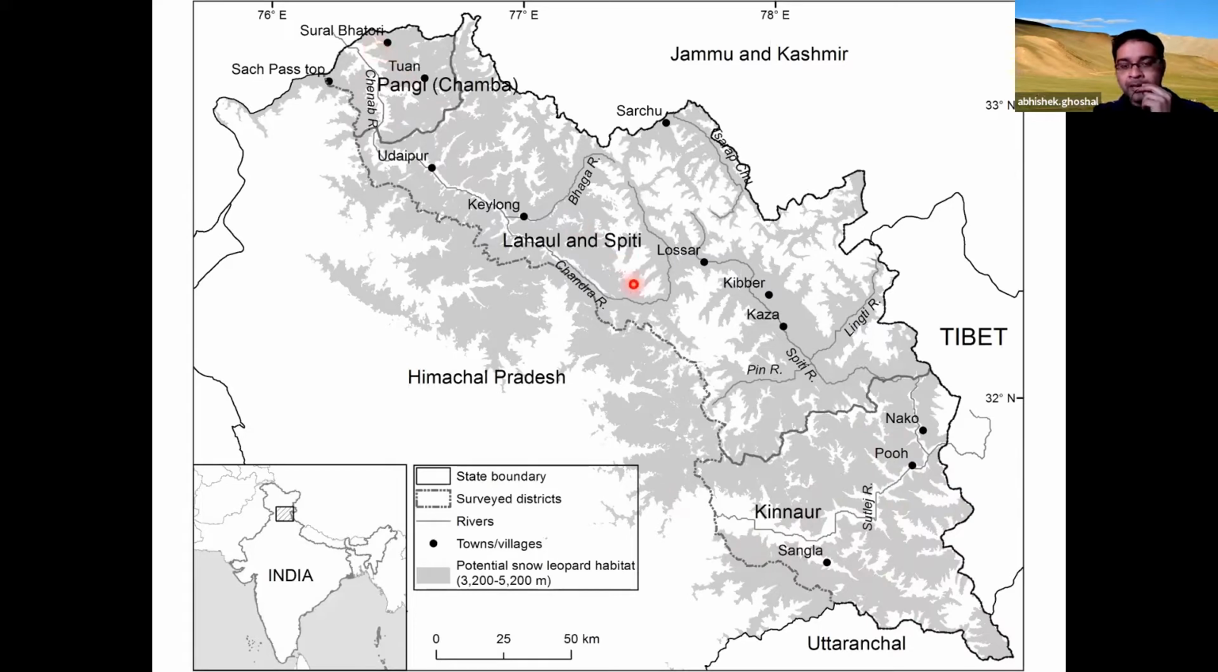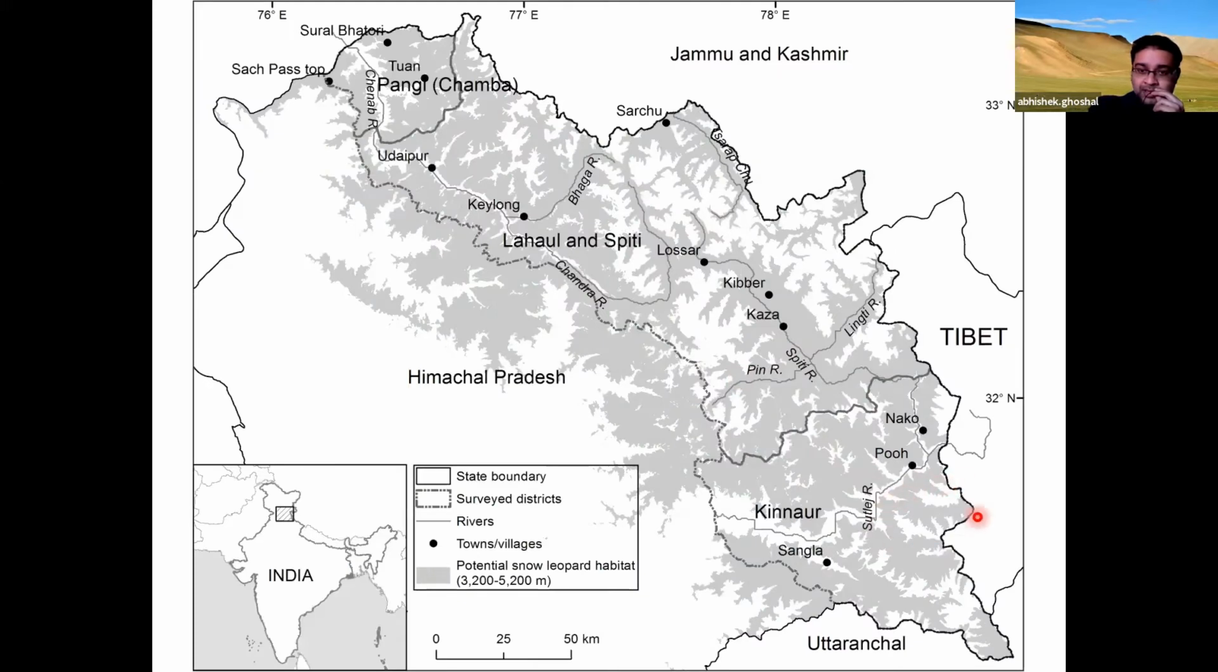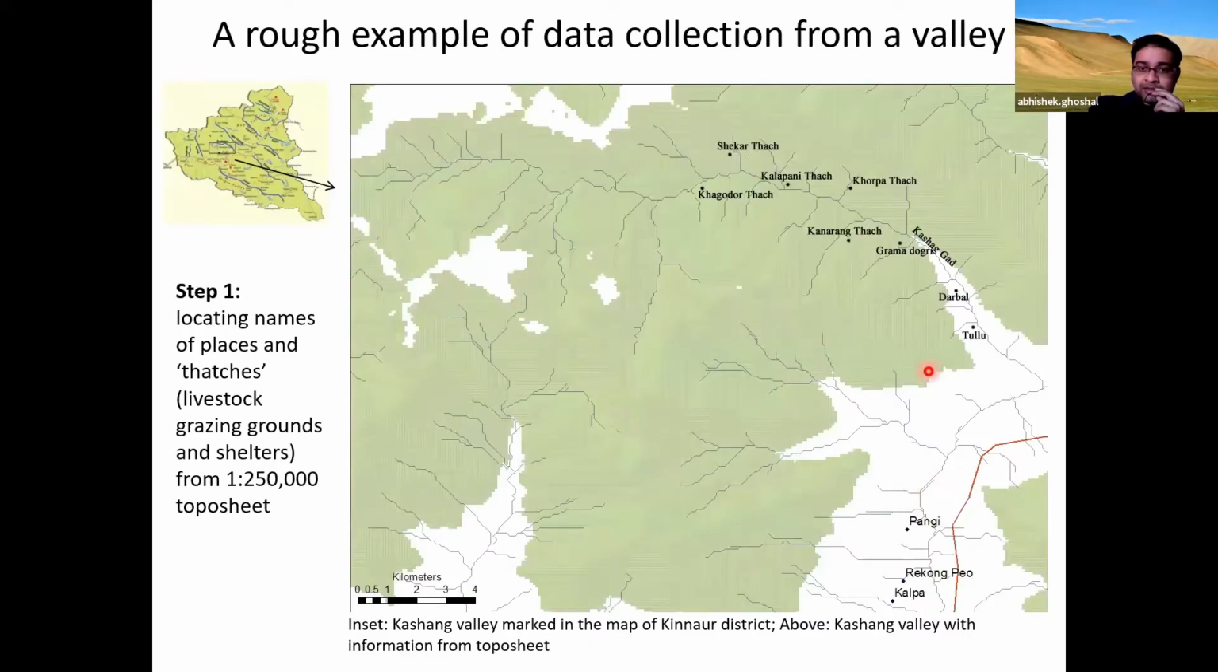And again, as I said, the sheer scale of the area that we were interested in made us go into each of these areas virtually first. This is one of the valleys from this area that we have used. This is one of the villages in that valley named Hangi. And this is the river going upstream, and the green shaded areas are the areas above 3,000 meters, which are potential snow leopard habitat.